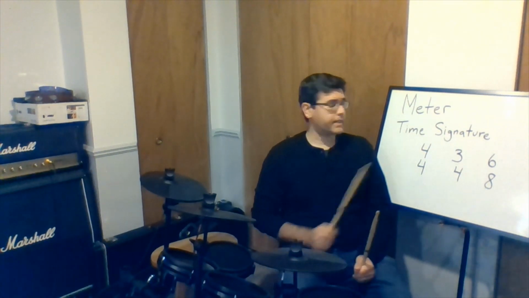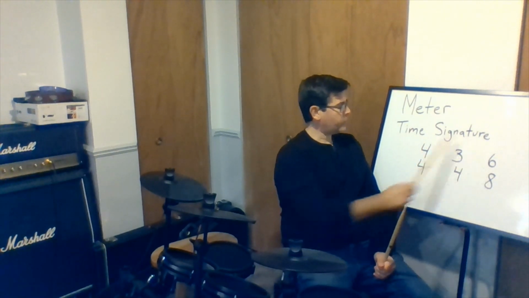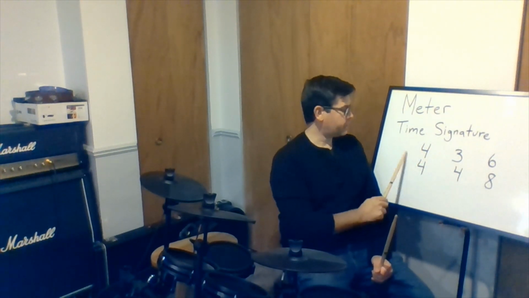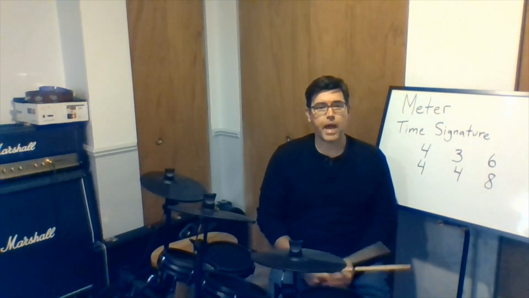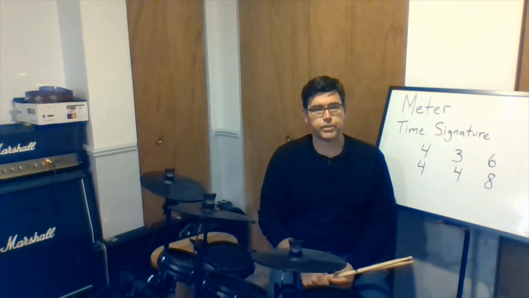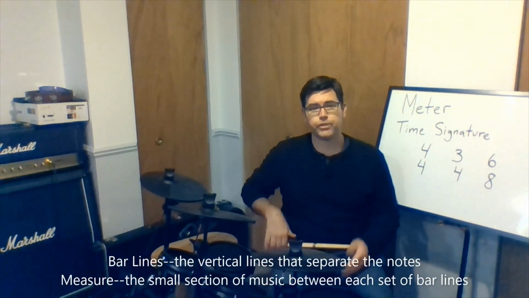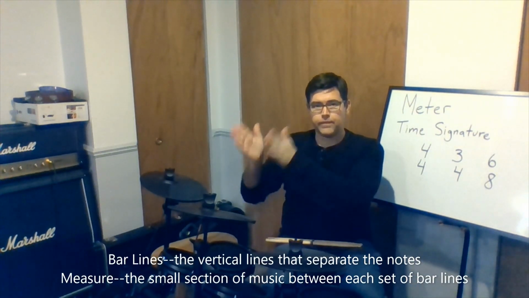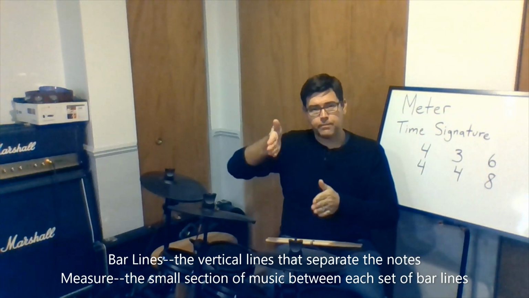Meter is marked by something called a time signature, which has two numbers. They look like a fraction without the line in the middle. So the top number of that time signature tells you how many beats are in each measure. A measure is the small chunk of music that you'll see on the page separated by those lines.